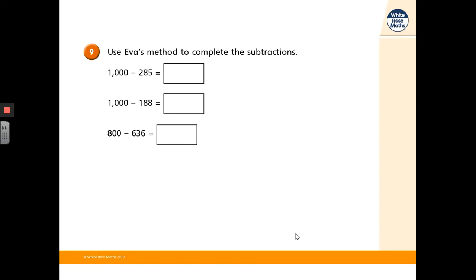Number 9 says use Eva's method to complete the subtractions. So again, Eva's method is to subtract 1 from both of those numbers. So instead of 1000 take away 285, you do 999 take away 284. So again, use her method to work these out. The idea being that you don't have to then do some crazy exchanging from 1000, because obviously if we were trying to take this number from this number, we'd have to exchange the 1000 onto the hundreds, and from the hundreds onto the tens, and from the tens onto the ones, before we could even do any kind of thing with this number. So Eva's method cuts out a lot of exchanging. So I'll use Eva's method for this one.